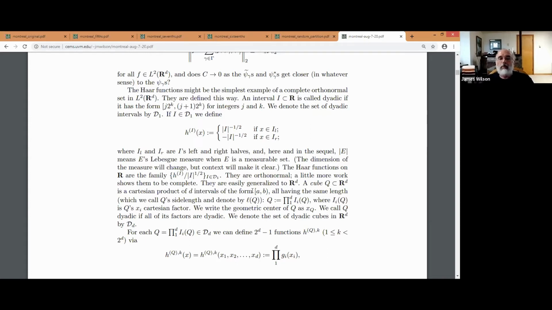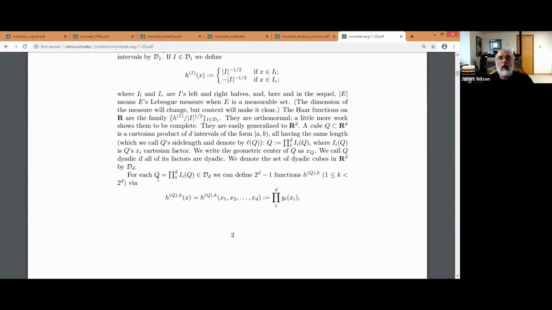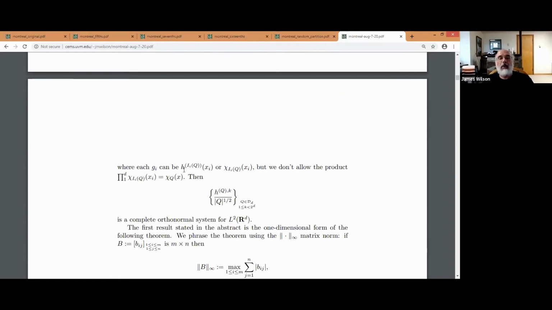Okay, so they're easily generalized to R^d or the cube. A cube will be expressed as a Cartesian product of d intervals, all having the same length. Q is denoted as the Cartesian product of the intervals like this. The geometric center of Q is x sub Q, standard thing. And then for every dyadic cube, we can define 2^d - 1 functions like this, h_Q^k. h_Q^k of x is just this product of functions g_i of x_i, where g_i can be either the Haar function, that is, the plus or minus 1 Haar functions that I should have had, or the characteristic function of the interval, but you don't allow the product where they're all chi_Q. Okay, then this is readily seen to be a complete orthonormal system for L2.